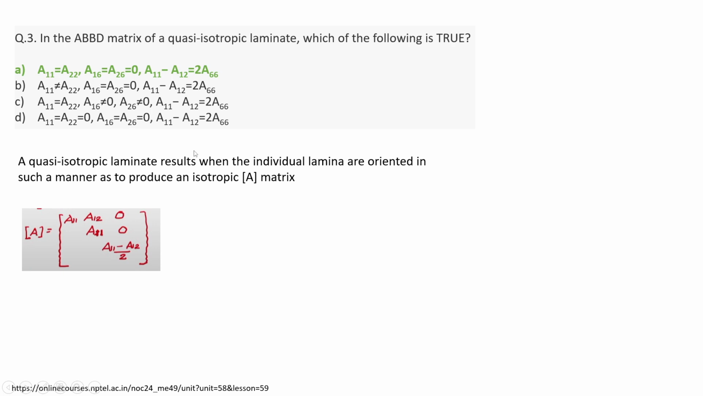Now the A matrix for a quasi-isotropic laminate looks like this, where we have A11 and A22, and A11 will be equal to A22, it will be the same, and the A66 value will be equal to A11 minus A12 by 2. So this is the way a quasi-isotropic laminate will have an A matrix. So from that we can see option A, that A11 and A22 will be equal. A16, A26 will be equal to 0, and the A66 value will be equal to A11 minus A12 divided by 2. So that forms a quasi-isotropic laminate.